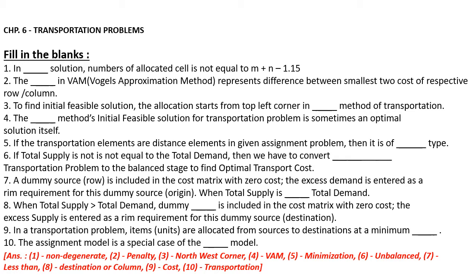In dash solution, the number of allocated cells is not equal to m plus n minus 1. Correct answer, non-degenerate. Second, the dash in VAM represents the difference between the smallest two costs of the respective row and column. Correct answer, penalty. To find the initial feasible solution, the allocation starts from the top left corner in dash method of transportation. Correct answer, northwest corner.